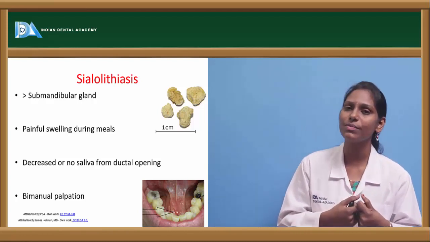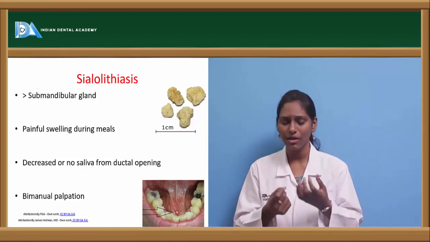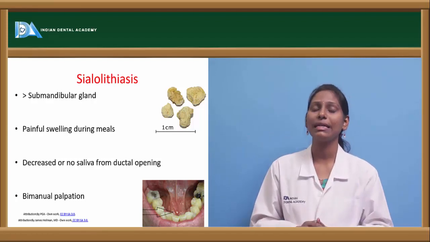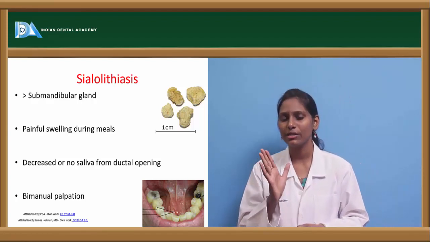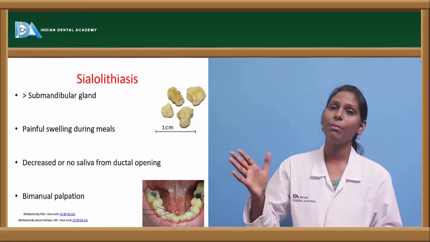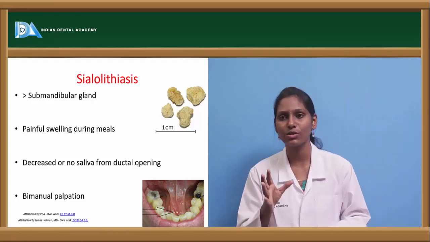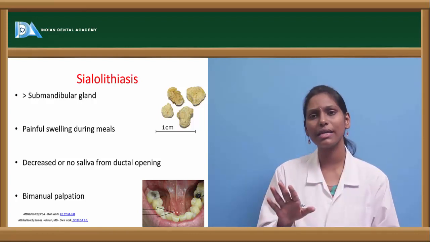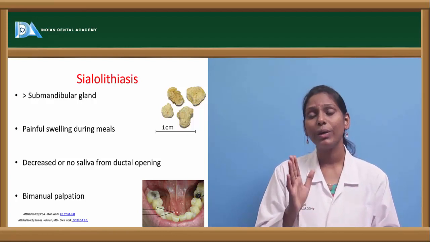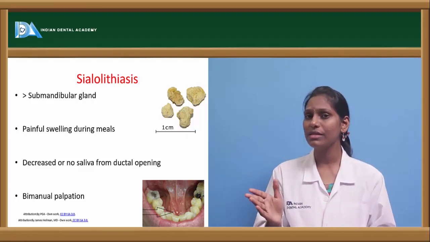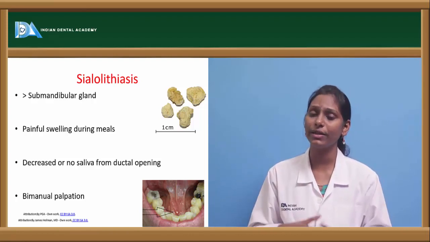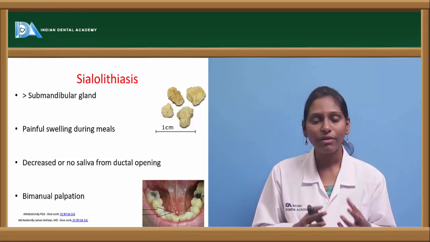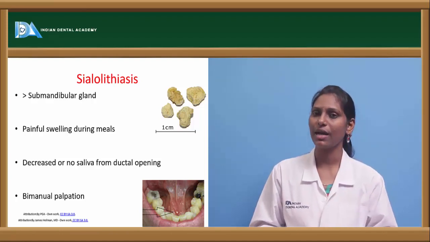Normally, a sialolith can vary in size, from a few millimeters to a few centimeters. It can increase, and usually it is a painful swelling, especially during meals. The proximal part is usually highly tender, and there will be decreased or almost no saliva from the ductal opening. Whenever there is severe obstruction caused by this sialolith, it can lead to a suppurative condition, also causing sialadenitis of that gland. So how do we check for it? With bimanual palpation, as I have already described.